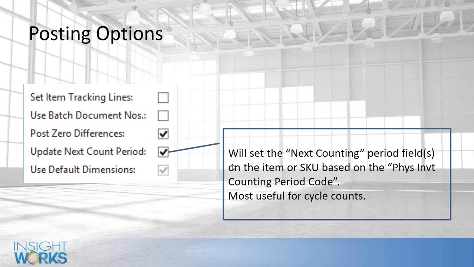Update next count period, that's also typically used for cycle counts, but I would leave that on. What that'll do, if you're using the physical inventory count period code, is update the next counting period fields for future cycle counts if you're using that functionality.